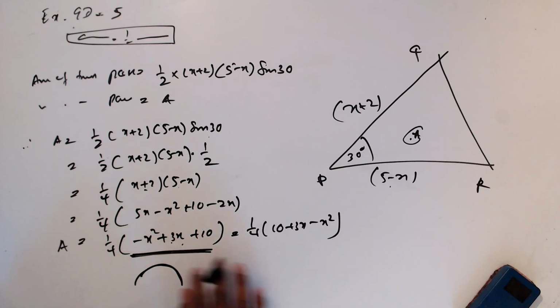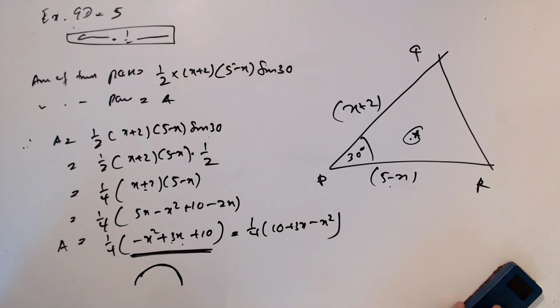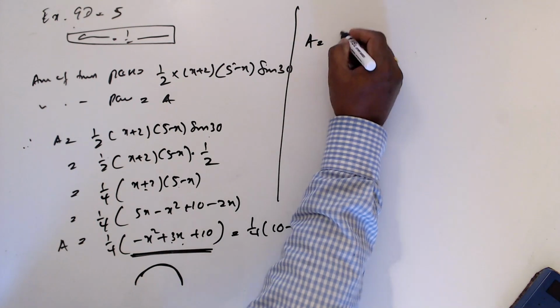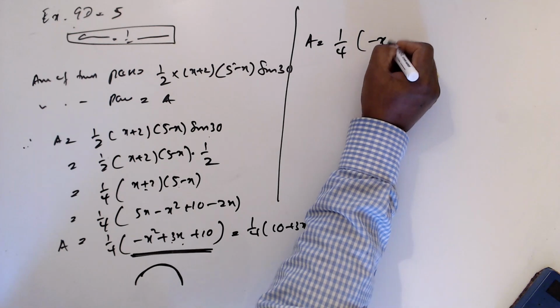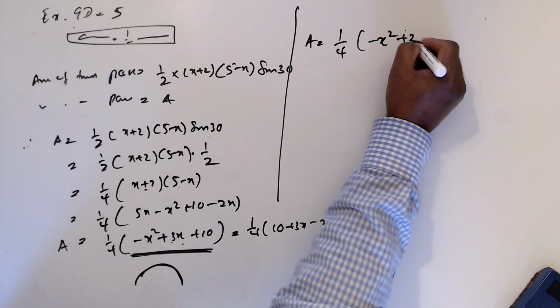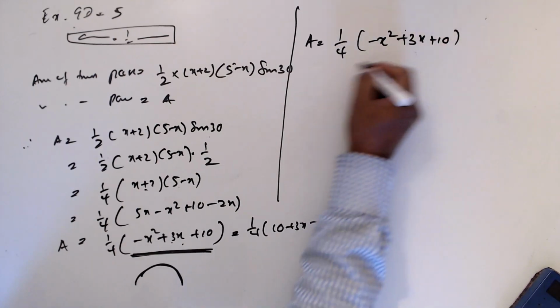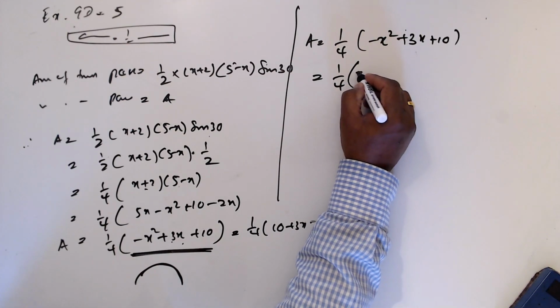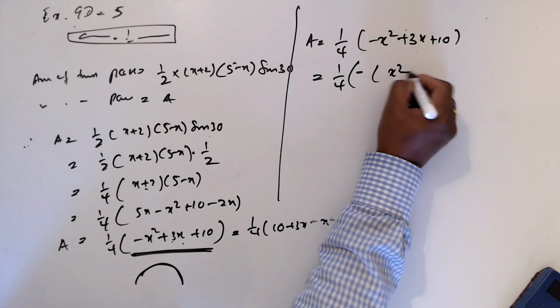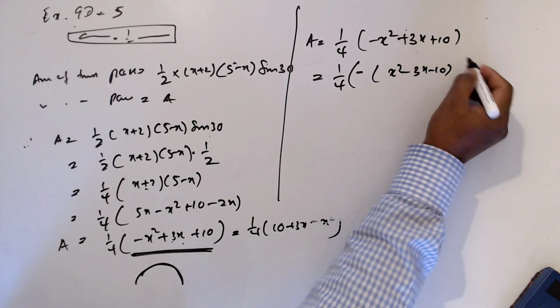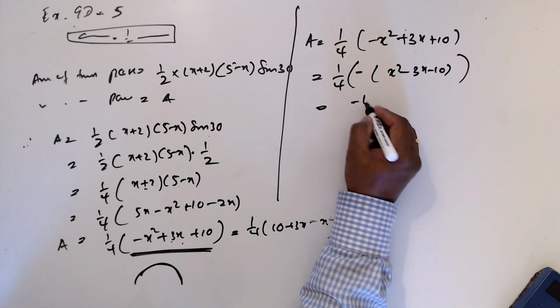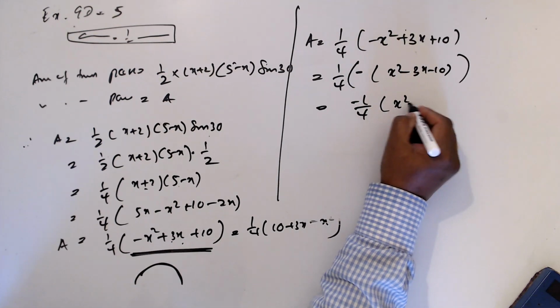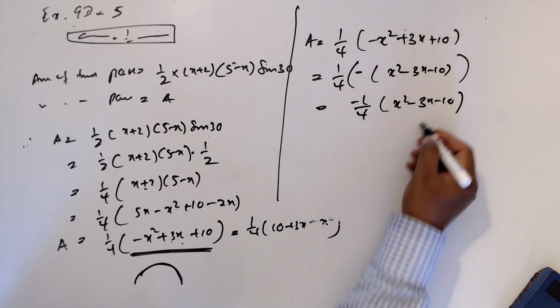So this is no more trigonometric. Now it is going to be a quadratic equation. Follow the quadratic equation; you know how to solve a quadratic equation. So A equals 1 over 4 (minus x square plus 3x plus 10). So 1 over 4, minus, when you take out minus, x square minus 3x minus 10. So minus 1 over 4 (x square minus 3x minus 10).